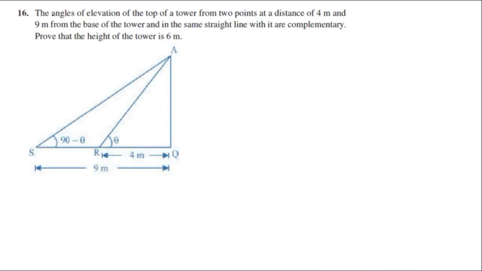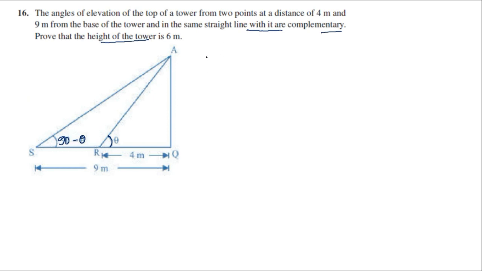Last question, question number 16. The angle of elevation of the top of a tower from 2 points at distance 4 meter and 9 meter from the base of the tower in the same straight line are complementary. Prove that the height of the tower is 6 meter. I have taken the angle to be theta and the other angle becomes 90 minus theta because they are complementary angles. The distance of the points R is 4 meter and S is 9 meter respectively.